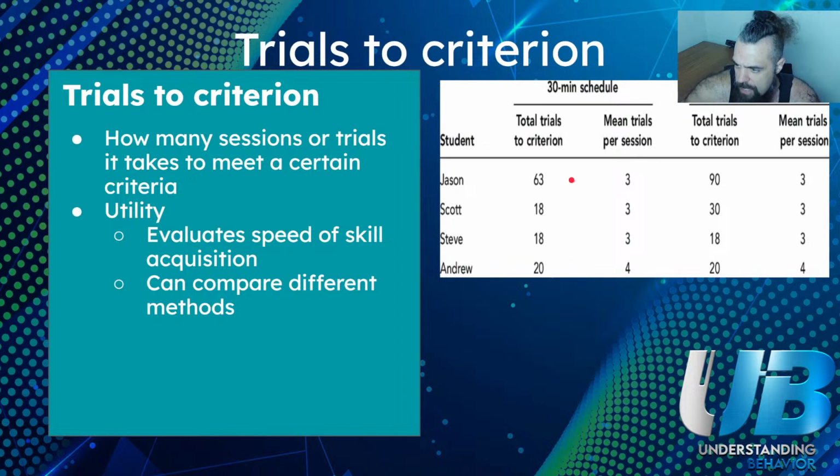So here's a chart that I pulled from a JABA article, and this has different trials to criterion. So let's look at this 30-minute schedule. Who had the slowest skill acquisition? Was it Jason, Scott, Steve, or Andrew? So looking at the trials to criterion, who had the slowest skill acquisition here?